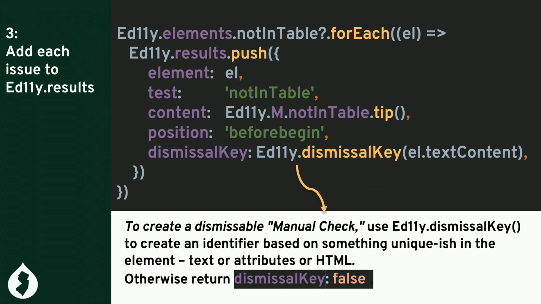I recommend using edly.dismissal key, another exposed function, to generate that string because it's going to truncate it to the number of characters I'm expecting and make sure it's plain text. But you just give it whatever you want. You could give it the HTML, you could give it some attributes, you could give it the text content. You just give it something about this thing that you're flagging that's going to be the same tomorrow.